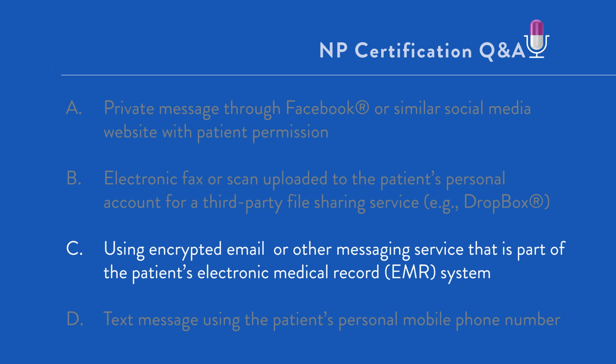D, text message via the patient's personal mobile phone number. Well, many, if not all, EMRs have an app that the patient can download to their phone and get messages that are considered secure. To use the patient's personal cell phone number to message is not an appropriate, secure way to transmit protected information. The patient might be alerted via cell phone text that there's a message waiting for them on the secure portal, but will not be able to get the results directly from the cell phone.